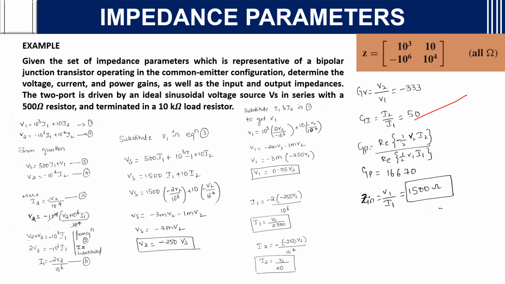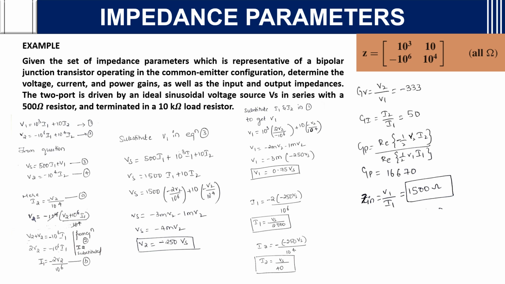Power gain GP is equal to real value of minus 1 by 2 V2 into I2, over real value of 1 by 2 V1 into I1. If you substitute, you see these two get cancelled. So it is V2 into I2 by V1 into I1, with a minus sign. If you substitute those values, you will get 16670 as the value. Then GP is 16670 approximately.